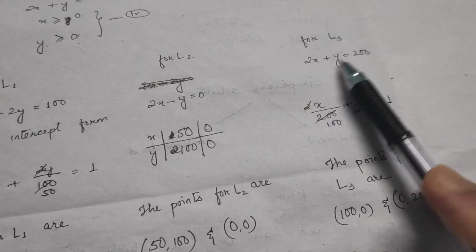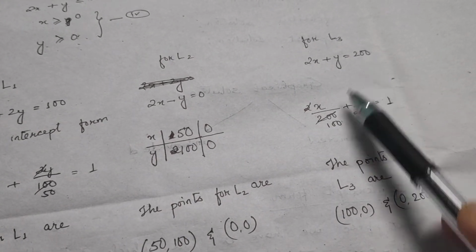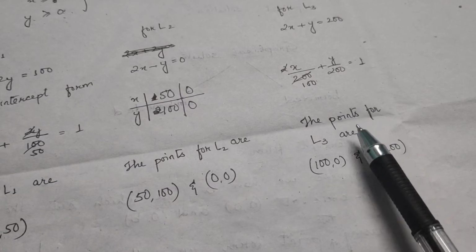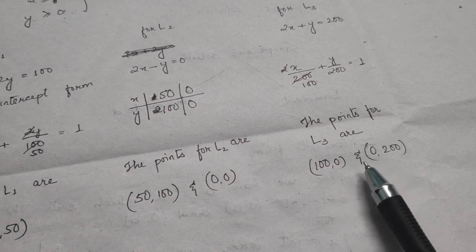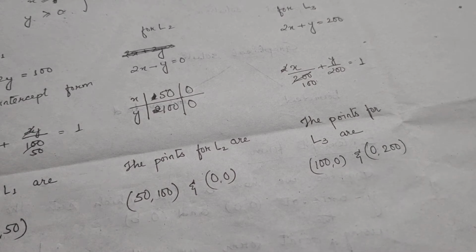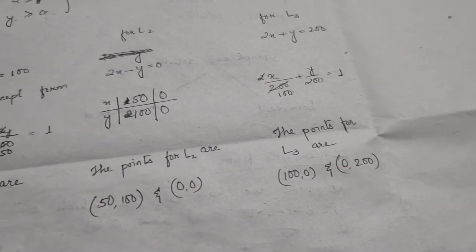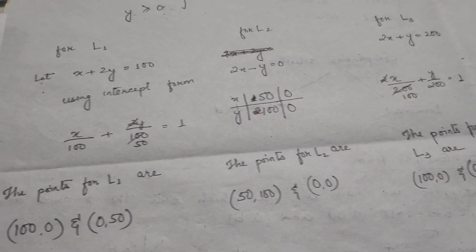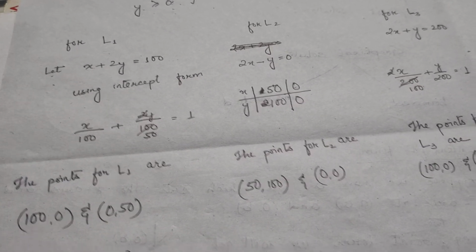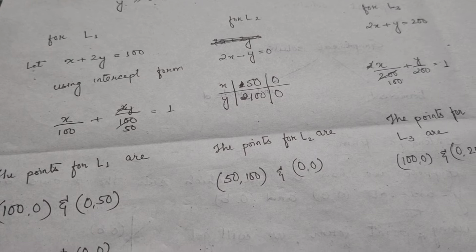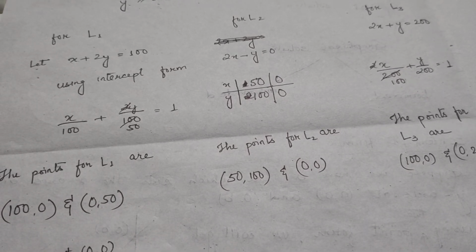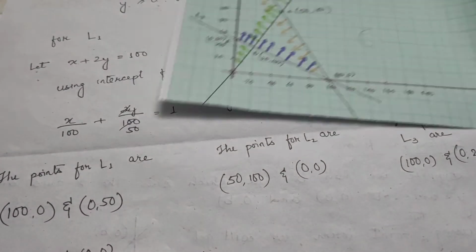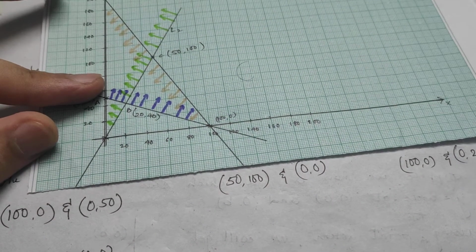Now for line 3, you can see if I divide by 200 on both sides, the points will be 100 comma 0 and 0 comma 200. That will be my points. Now I'll be drawing the graph for these 3 lines. I have already drawn the graph, so I will show you now. You can see the points I have plotted.